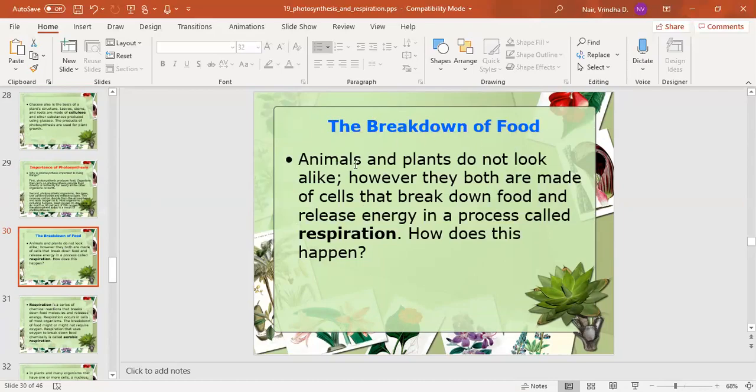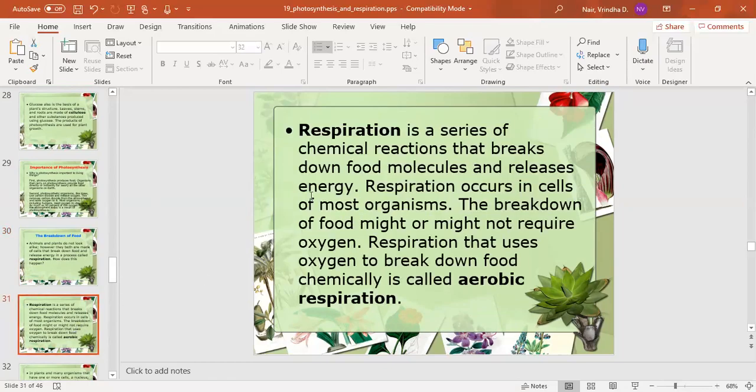Now, the breakdown of the food. Animals and plants do not look alike. However, they both are made of cells that break down food and release energy in a process called respiration. Respiration is a series of chemical reactions that break down food molecules and release energy. Respiration occurs in cells of most organisms. The breakdown of food might or might not require oxygen. Respiration that uses oxygen to break down food chemically is called aerobic respiration.